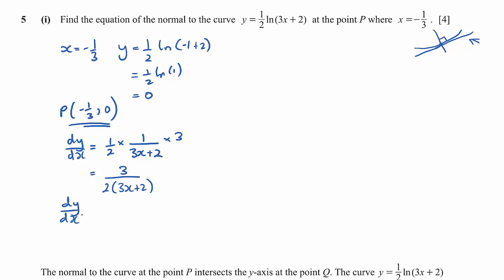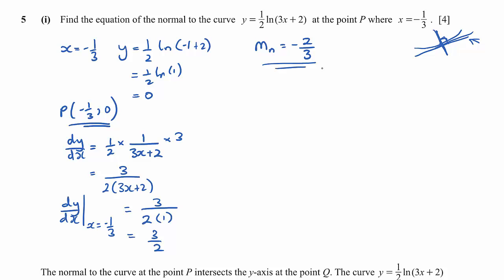And so the gradient of the tangent at P we can get by evaluating that with x equals negative a third. So that's going to be 3 over twice 1, which is 3 over 2. So the gradient of the normal, which is what we want, is going to be negative 2/3. Remember, if two lines are perpendicular, their gradients multiply together to give negative 1, and 3 over 2 times negative 2/3 is negative 1. So we know that our normal has this gradient and goes through this point.